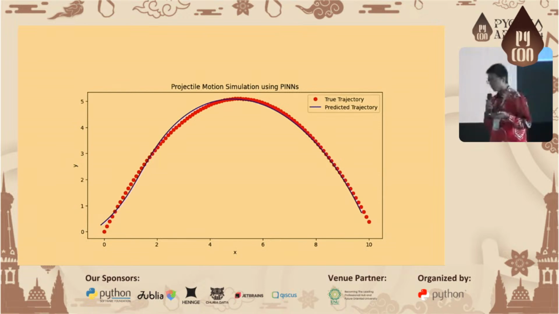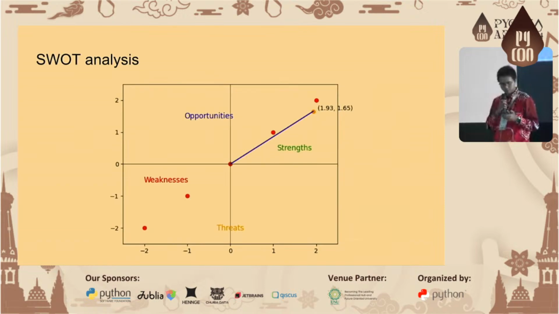So now we can use this kind of model of PINNs for the physics problem. But now I give you the example of the projectile motion. So the red dot is called the true trajectory, that it will happen in the real world, with the real gravitation and any real resistance, etc. And the blue one is the prediction computed by the PINNs.